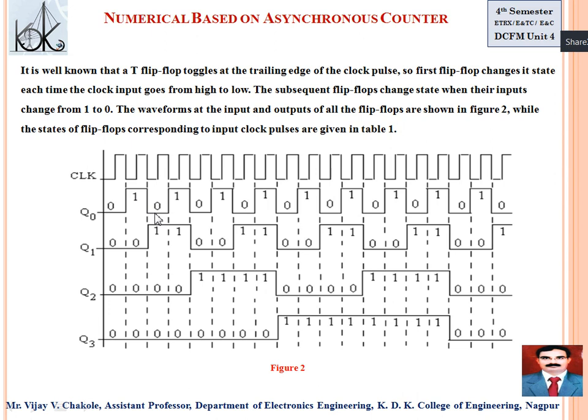Q0 toggles from 1 to 0. The 1 to 0 negative edge goes to flip-flop 2, right? Its requirement is a negative edge. You are providing a negative edge, that's why flip-flop 2 toggles from 0 to 1. Flip-flop 2 toggles from 0 to 1. 0 to 1 is a positive edge.